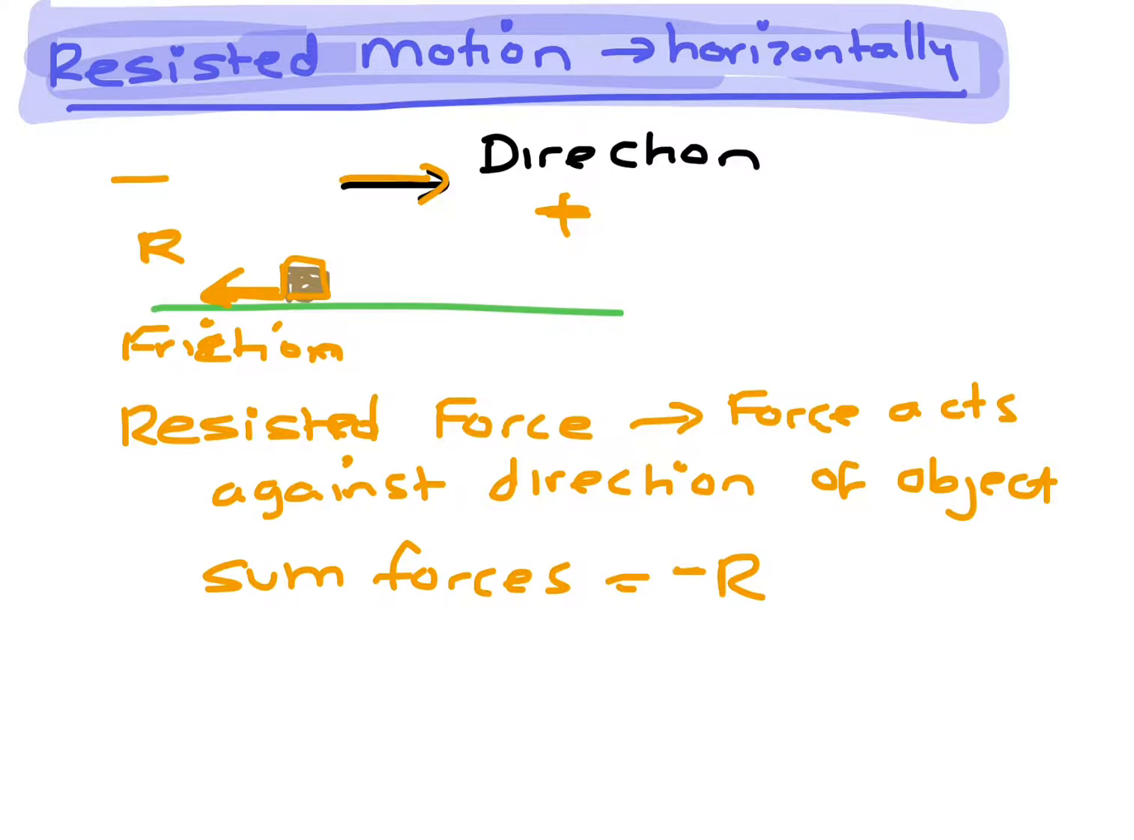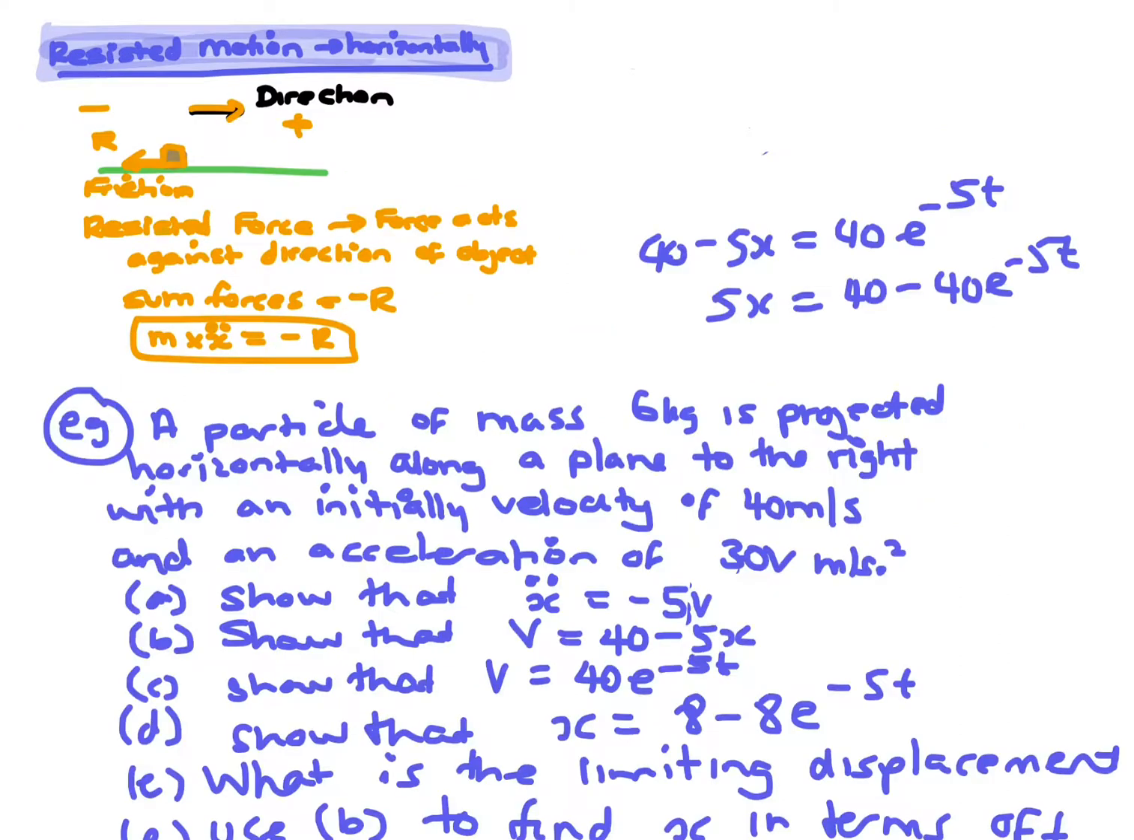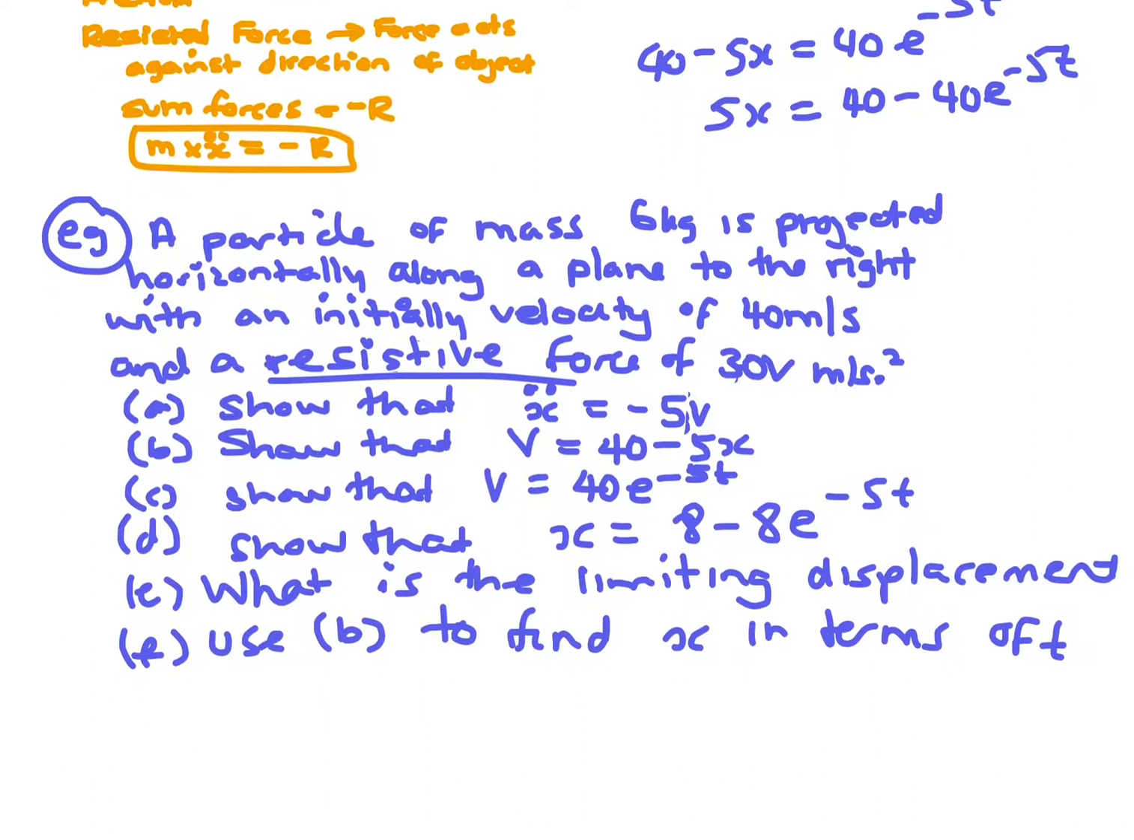And the sum of the forces is just mass times the acceleration, so the acceleration would just be equal to whatever the resistant force is. Okay, so let's look at a question. A particle of mass 6 kilograms is projected horizontally along a plane to the right with an initial velocity of 40 meters per second, and a resisted force of 30v.